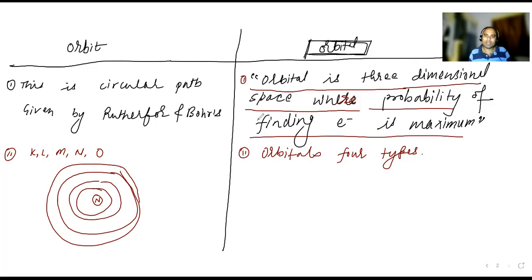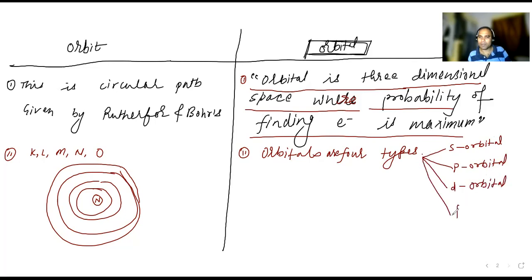So orbitals are four types. What are these four types? This one we are writing, that is s orbital. Please keep on writing also. Another is the p orbital. Next one is the d orbital, and the last one is f orbital. These are three-dimensional.